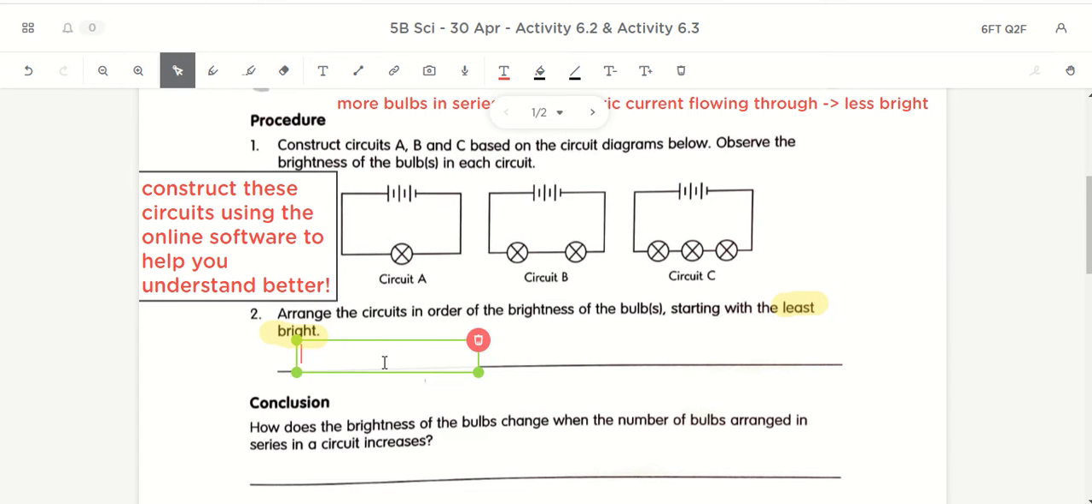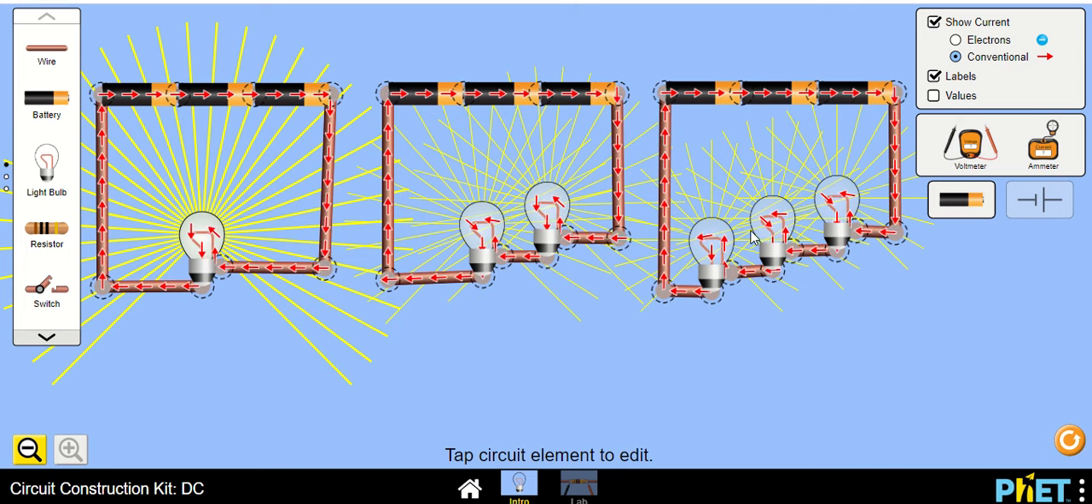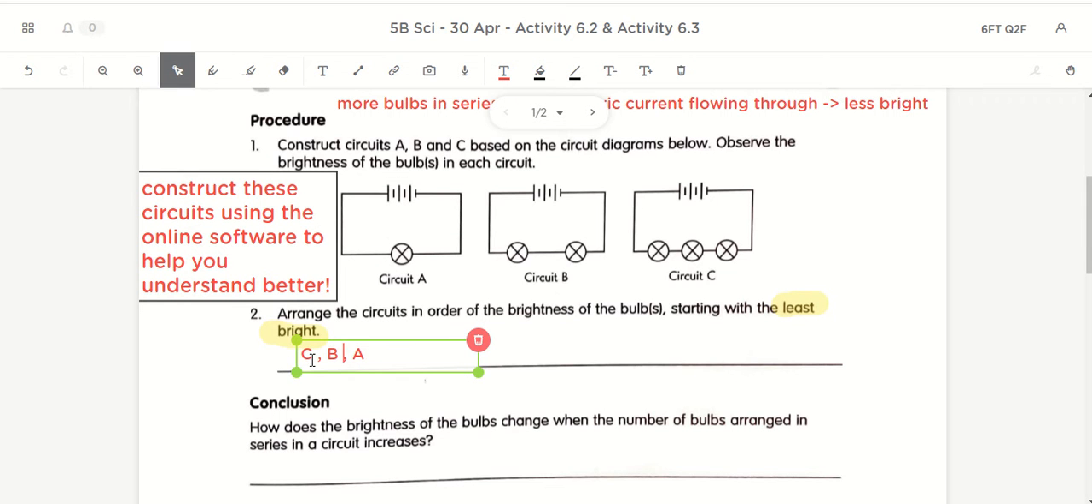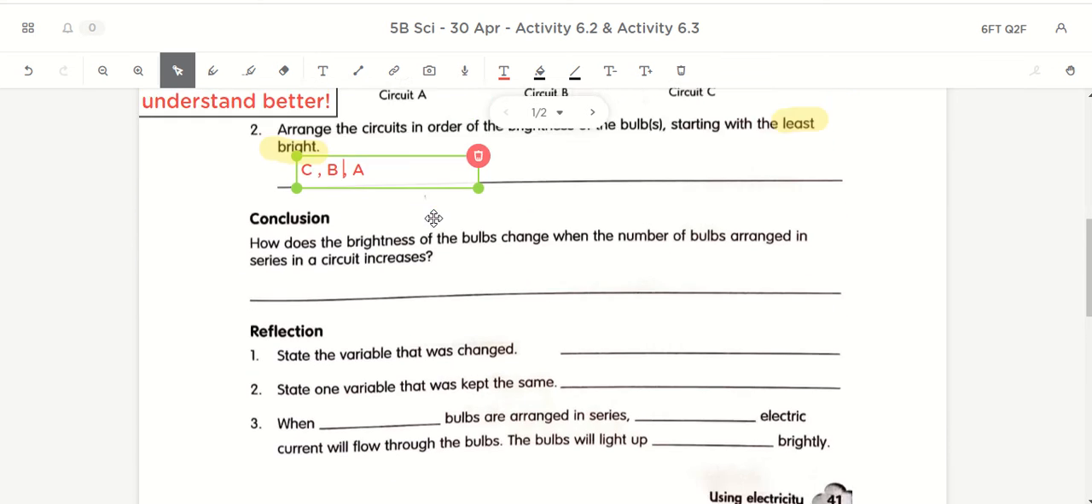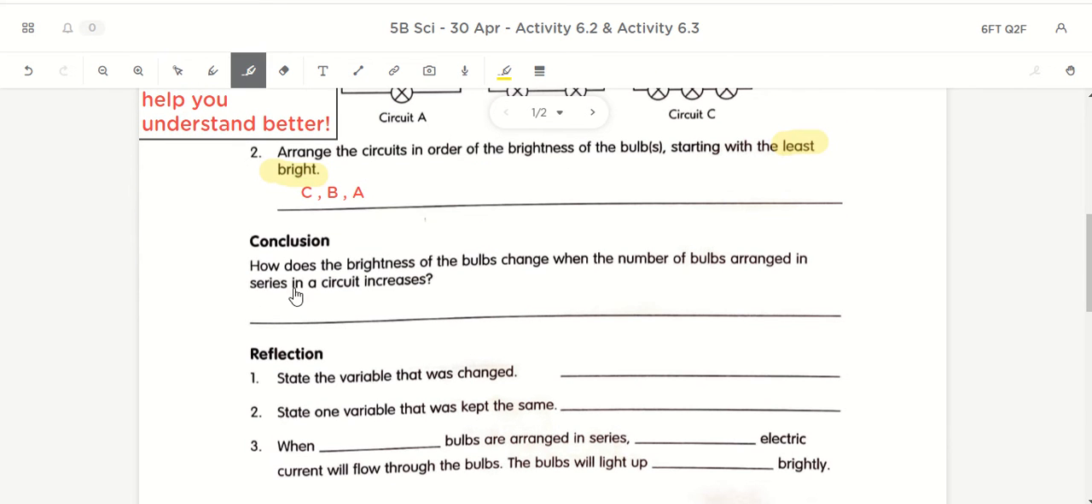The least bright one is actually C, followed by B, followed by A. Okay, let's make sure it's correct. Least bright is C, followed by B, followed by A. So C, B, and A. Least bright is C, brightest is A. Brightest is A. Correct. Okay, so let's do a conclusion.